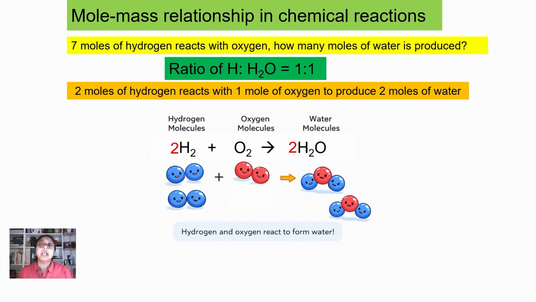Now tell me, if 7 moles of hydrogen is used to react with oxygen, how many moles of water is produced? The ratio of hydrogen to water, 1 to 1. If 7 moles of hydrogen used, water produced, also 7. Isn't it? Well done.